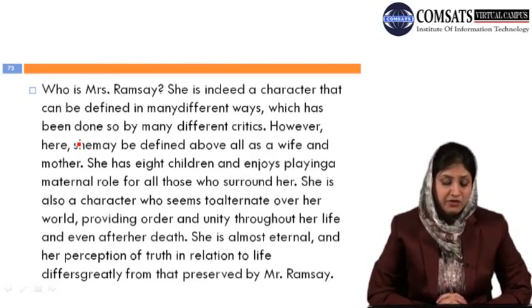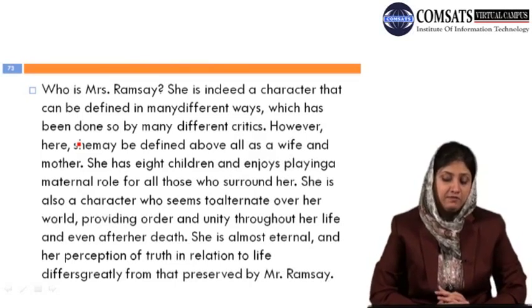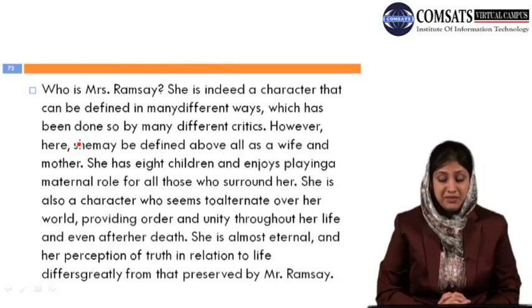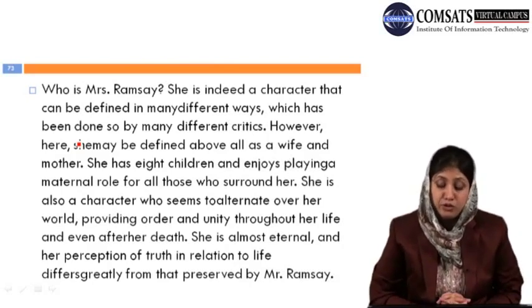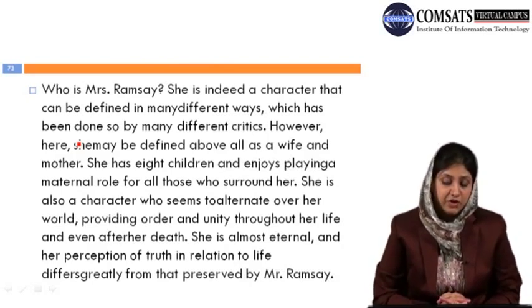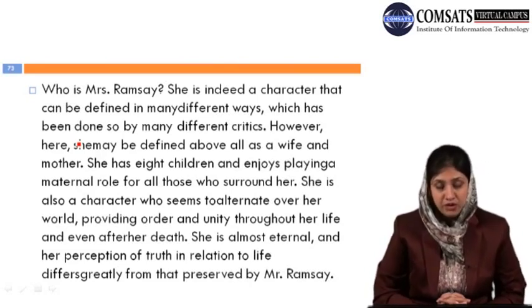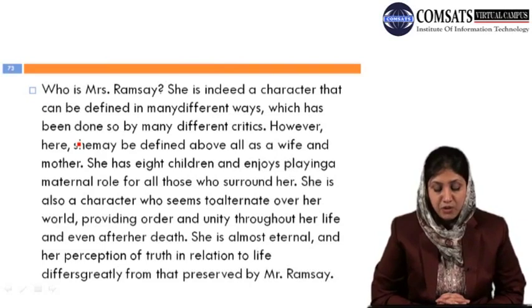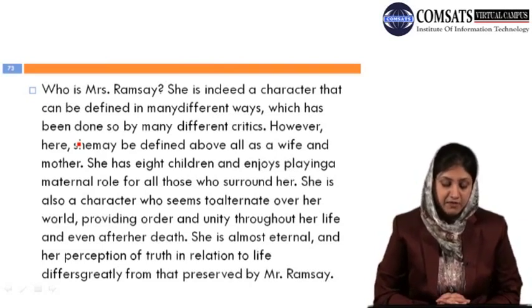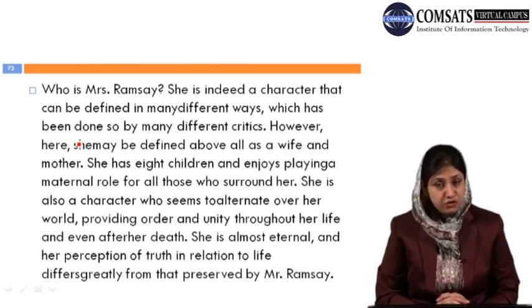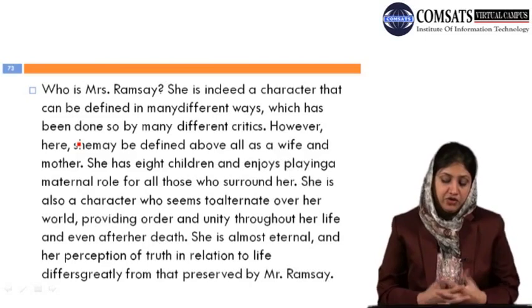However, here she may be defined above all as a wife and mother. She has 8 children and enjoys playing a maternal role for all those who surround her. She is also a character who seems to altogether rule over her world, providing order and unity throughout her life, and even after her death.